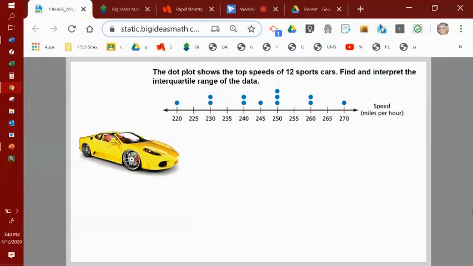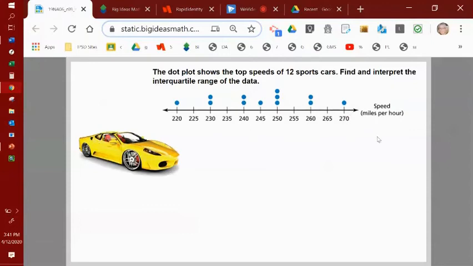This dot plot shows the top speeds of 12 sports cars. Find and interpret the interquartile range of the data. When we look at a dot plot, keep in mind that these values down here represent the speeds of the cars. Each dot represents a different car. So this car travels 220. There are two cars that travel 230 miles per hour. There's none that travel 235. There are two at 240, one at 245, and so on and so forth.